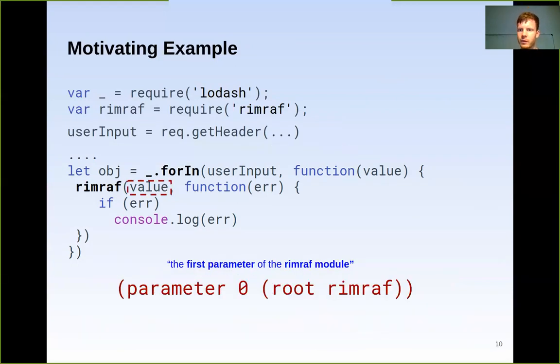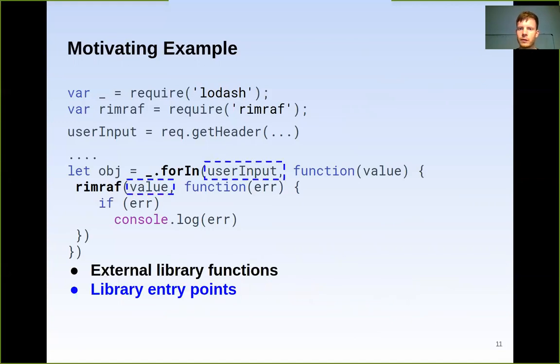The second piece of information required is that the first parameter of rimraf flows into a sink. That fact is encoded by this access path. So let's consider how an analysis may infer this propagation summary and the additional sink.